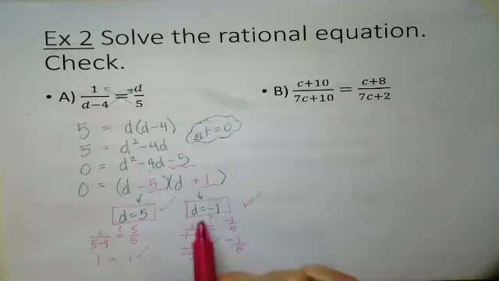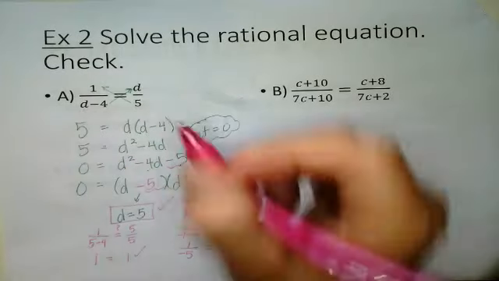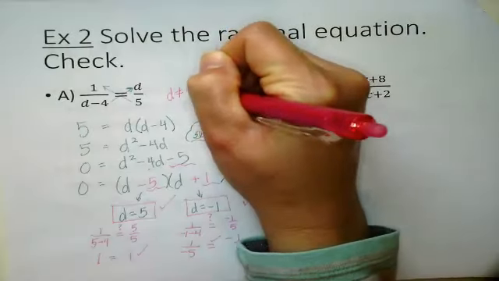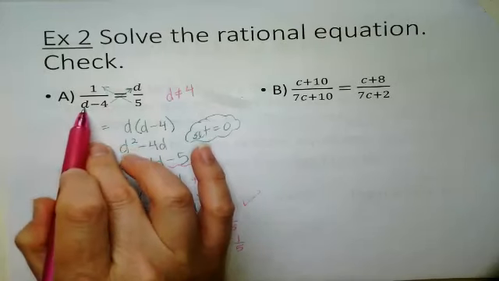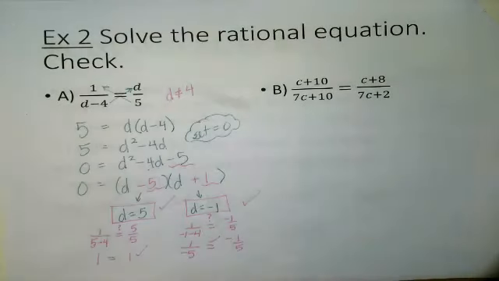If we had gotten a solution of d is equal to 4, 4 would be one that wouldn't work, because we know right off the bat here, d is not allowed to be 4, because it would be undefined when we plug in a 4. Can't have a 0 in the denominator. All right, let's look at letter B.